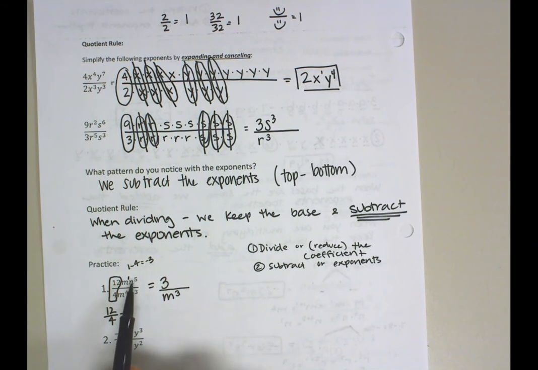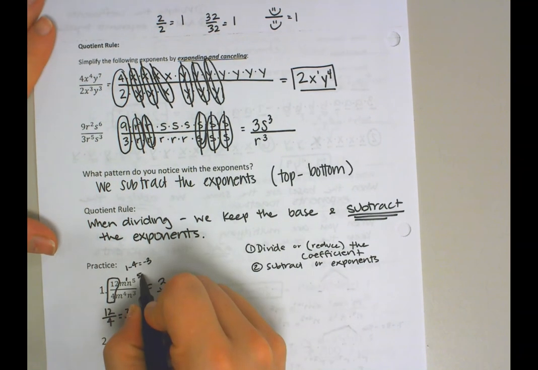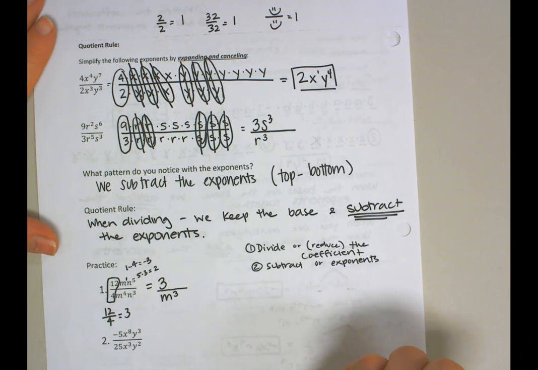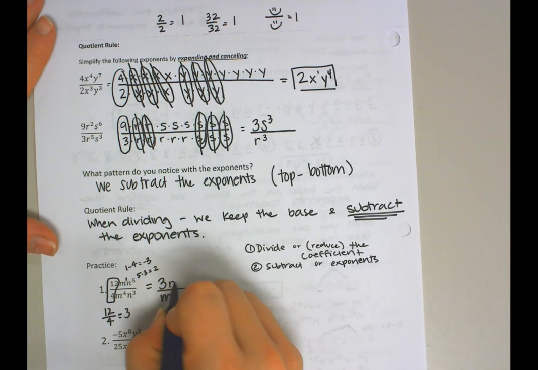For n, there are more n's at the top. So our extra n's, right? If I do 5 minus 3, that gives me 2. So that means I'm going to have 2 extra n's once I'm done dividing.